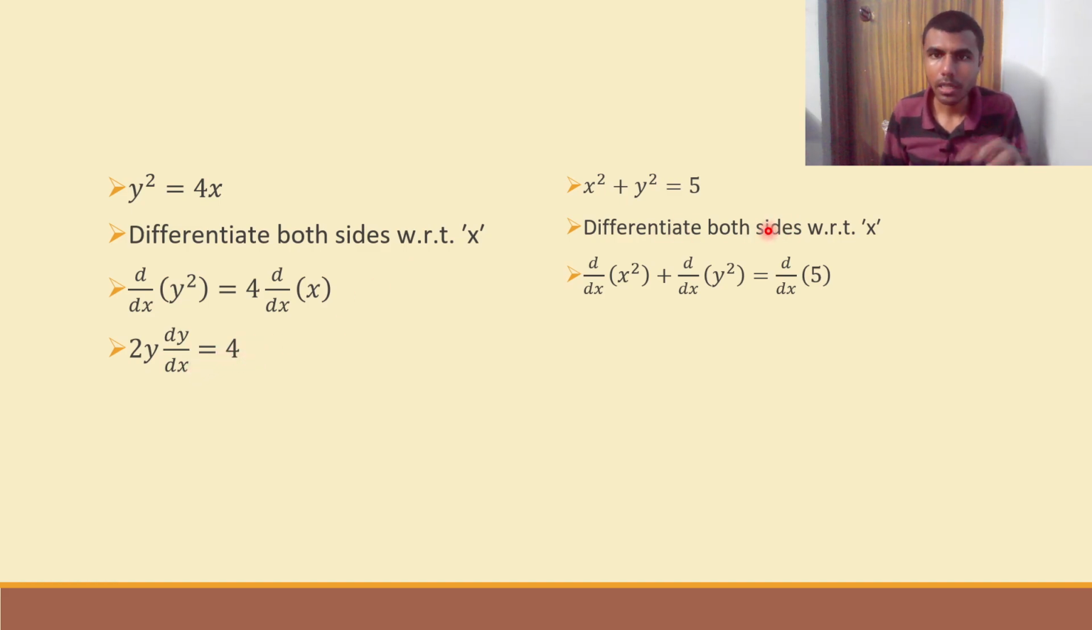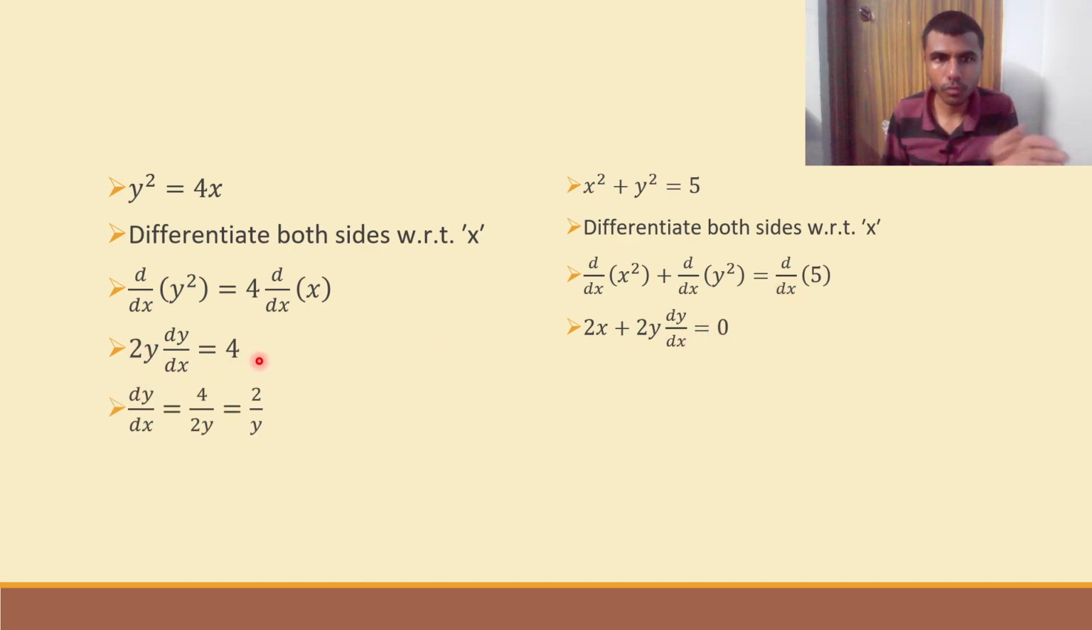is nothing but 4. Now in this, derivative of x square plus derivative of y square is equal to derivative of 5. Derivative of x square is 2x, because formula is n x power n minus 1. So 2x, and this is 2y dy by dx. It's again same, right? Derivative of y square is 2y dy by dx. Derivative of 5 is a constant, so derivative of 5 is 0.